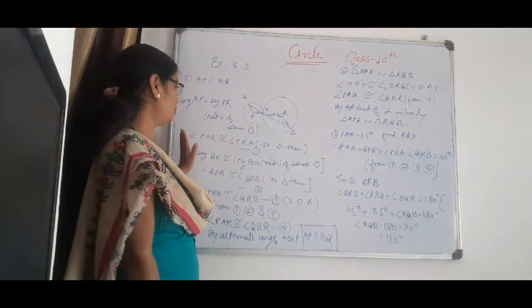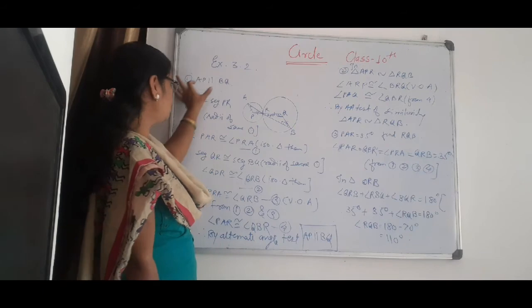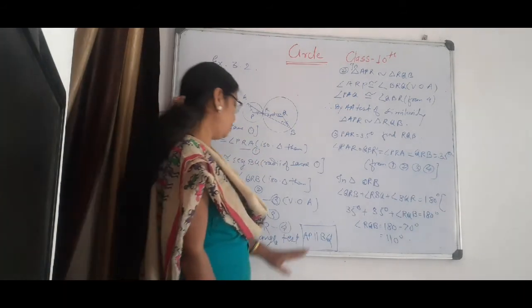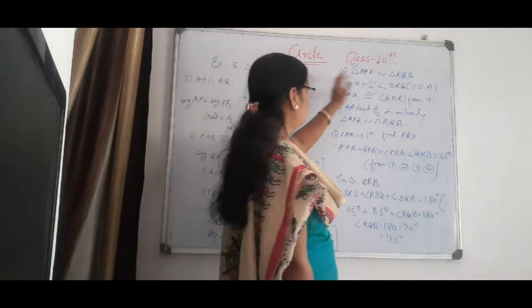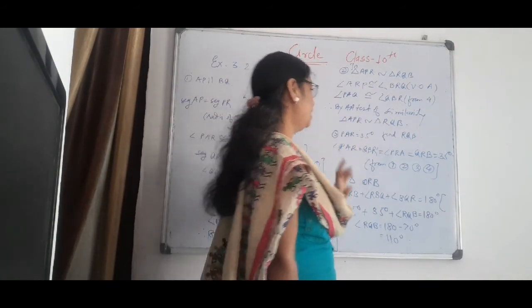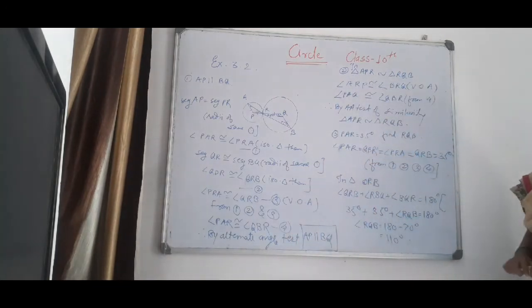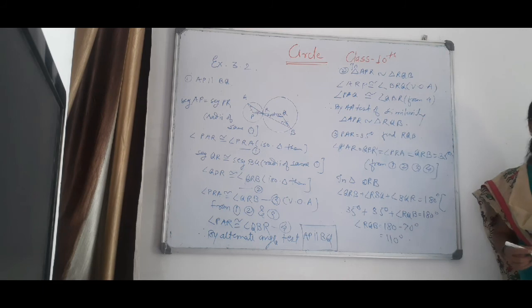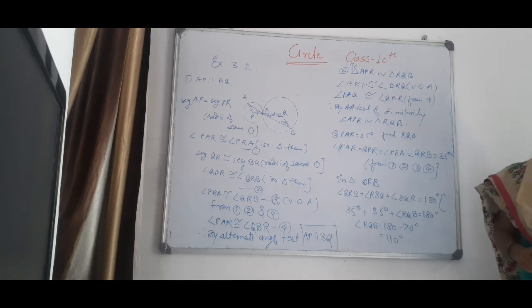It is a problem of 4 marks. First you have to show that AP is parallel to BQ by using the isosceles triangle theorem and then the alternate angle test. Now in second you have to show that the triangles are similar. We show the triangles are similar by which test? AA test. And in third you have to find the measure of angle RQB, that is 110. In this way you have to solve exercise 3.2.